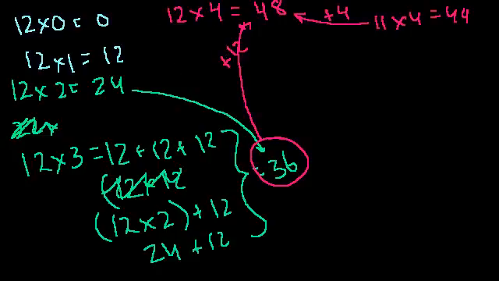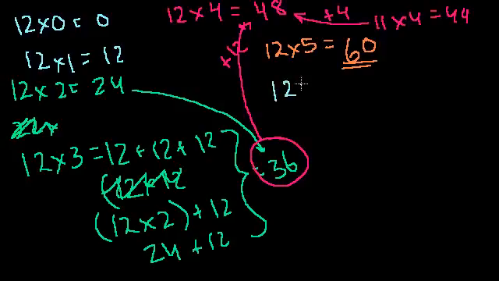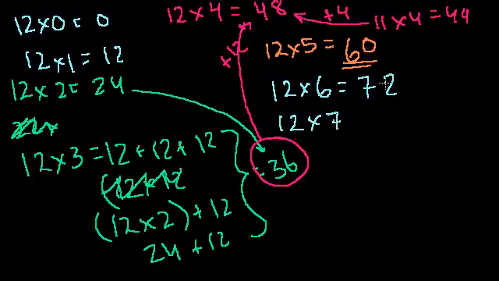Let's keep going. 12 times 5 is equal to 60. Right? 10 times 5 is 50. 11 times 5 is 55. So 12 times 5 is 60. 12 times 6 is equal to what? It's going to be 12 more than this. It's going to equal 72. 12 times 7, 12 more than this again. 12 more than 72 is 84.